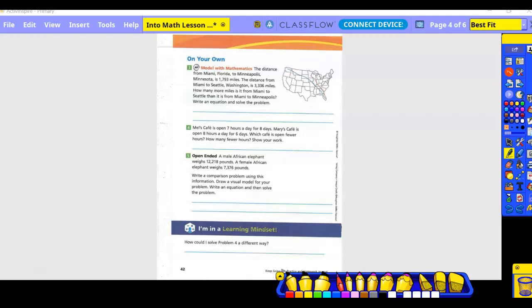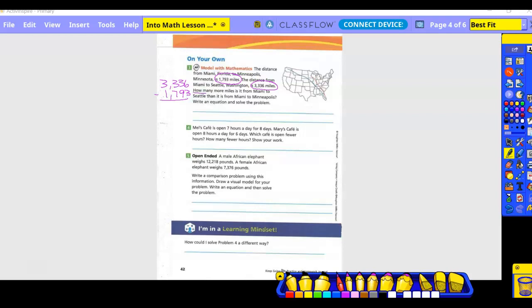Let's go ahead and pull out our information. So we're going to pull out 1,793 miles. We're going to pull out 3,336 miles. And then what are we going to do with that? Are we going to add, subtract, multiply, or divide? Subtract. So we're going to take 3,336 minus 1,793.